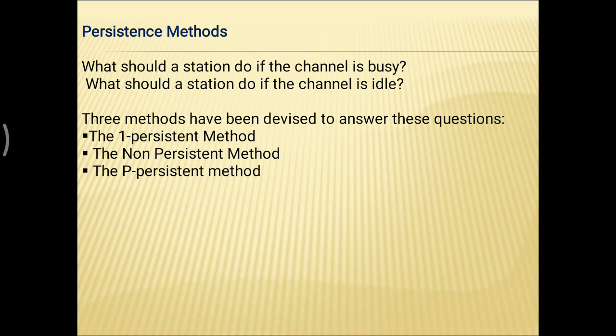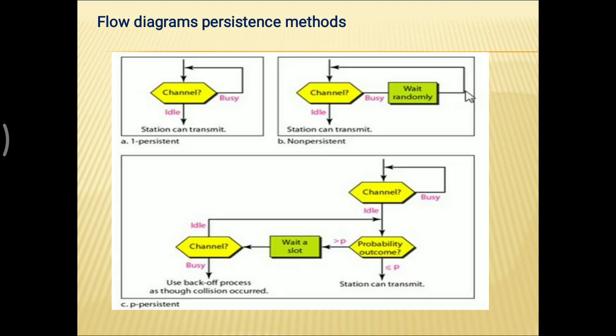To verify whether the channel is busy or idle, we have three different types of methods. They are the one-persistent method, the non-persistent method, and the p-persistent method. Here I am explaining these three methods by representing the flow diagrams. Let us go to these diagrams. The first one is the one-persistent method.